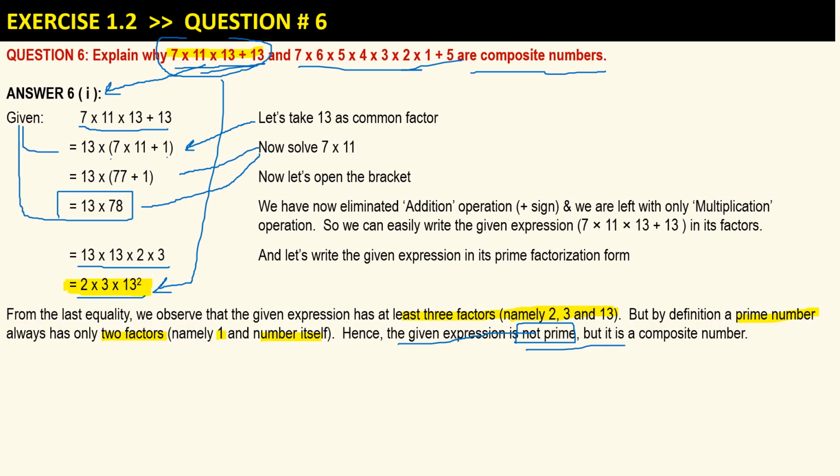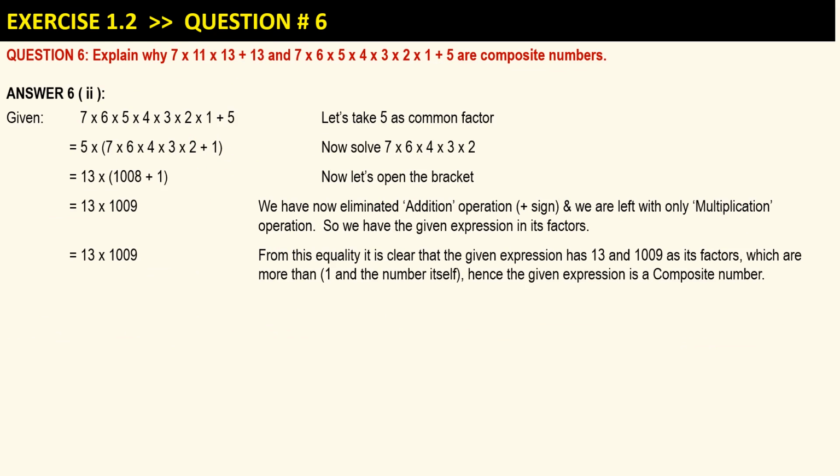And if it is not a prime number, then it will be a composite number, because if a number is not prime, it will be a composite number, and hence we have explained why the given expression in the question is a composite number. Let's do the solution for part 2, or the expression number 2. This expression is 7 times 6 times 5 times 4 times 3 times 2 times 1 plus 5.